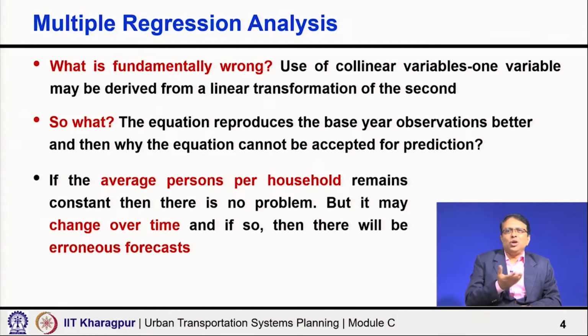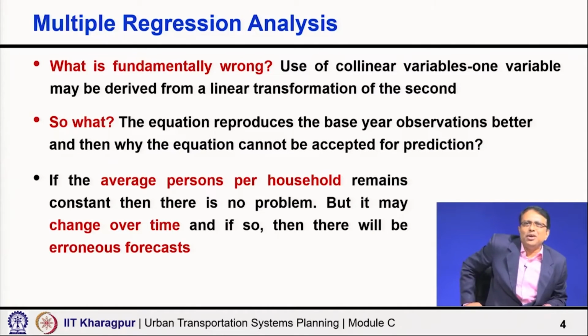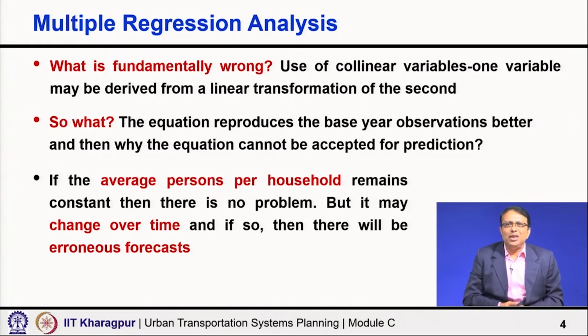So, his logic is that the equation produces the Bayesian observations better than other models. Then why can the equation not be accepted for prediction? Ultimately, my objective is to predict y. I am able to predict y. So, why do you have a problem even if I use collinear variables? I am getting my y value estimates.